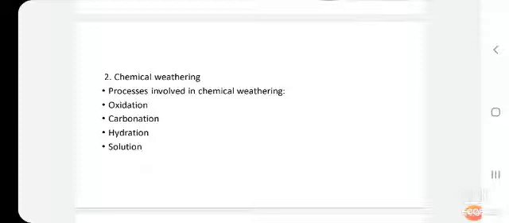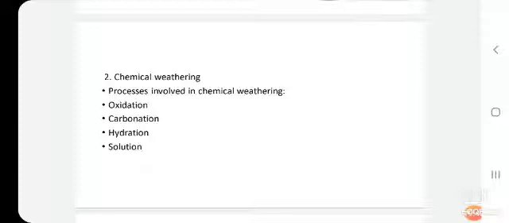One is oxidation, which means the reaction of minerals in rocks to atmospheric oxygen, and the next one is carbonation. Carbon dioxide, while coming in contact with water, produces an acidic effect on rocks. Then hydration. In this process, expansion of minerals occurs on coming into contact with rainwater; these minerals become heavy and start disintegrating. And then the solution, a process in which minerals in the rocks dissolve in water.